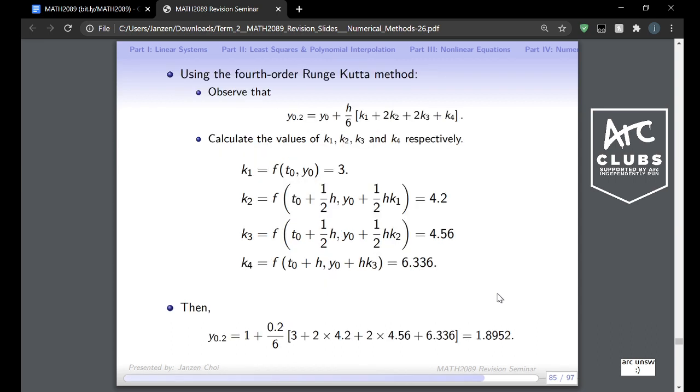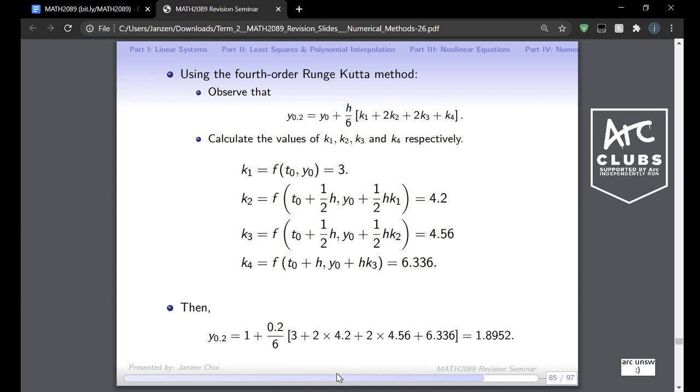Okay, using the fourth order Runge-Kutta method. So this is the general expression for the Runge-Kutta method for a step size of 0.2. And we're relying on the initial values, t0 is equal to 0 and y0 is equal to 1. We're just using these equations here to determine the k coefficients. Basically, we're just substituting the k coefficients into the expression here, and we're getting this value.